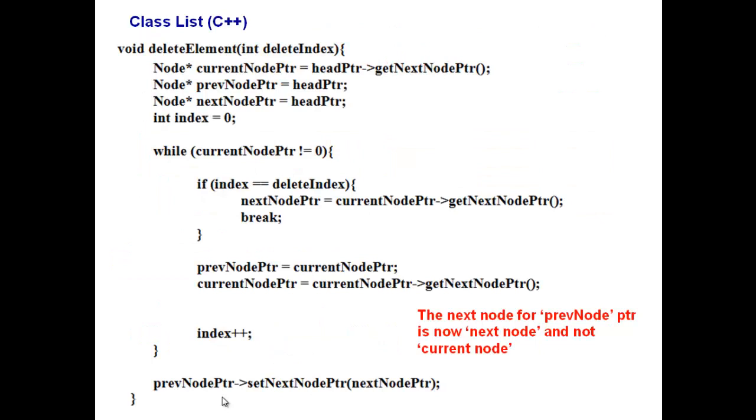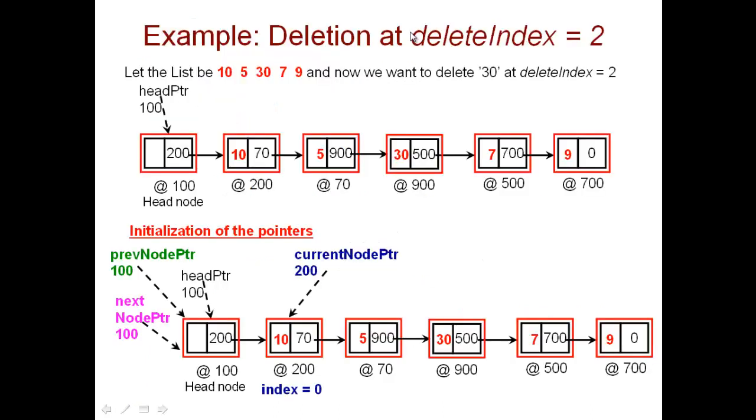So initially, these are how the pointers are set up. The current node pointer will point to the node next to the head node. How can we do that? Head pointer points to the head node. Arrow to access that head node. Get next node pointer will return the next node address of the head node. The next node pointer value at the head node is 200, and that's the value that will be assigned to the current node pointer. So current node pointer is now storing the address of the node next to the head node.